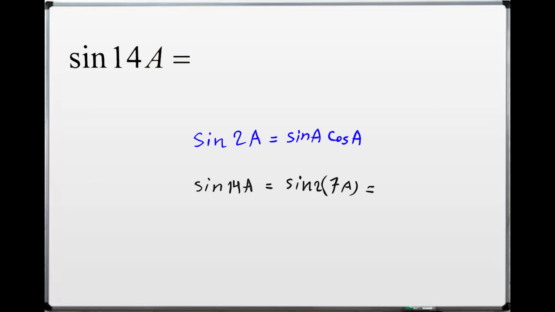And now for the answer, the regular answer would be 2 sine A cosine A, but remember, we replaced the A with 7A, so we write 2 sine 7A cosine 7A. And the question is done.